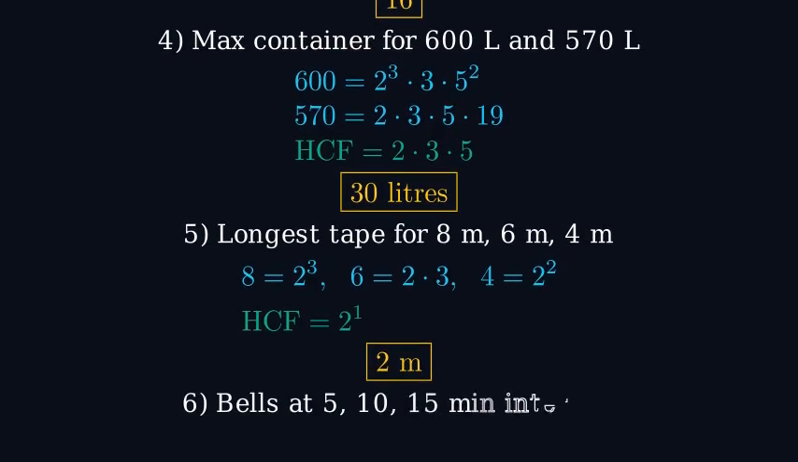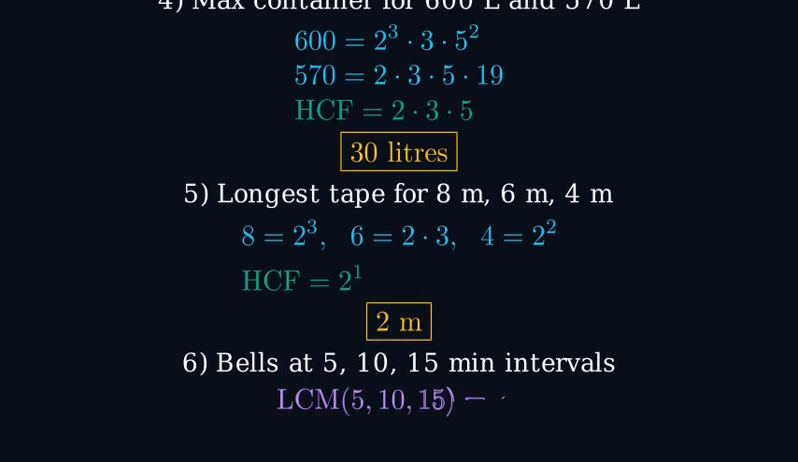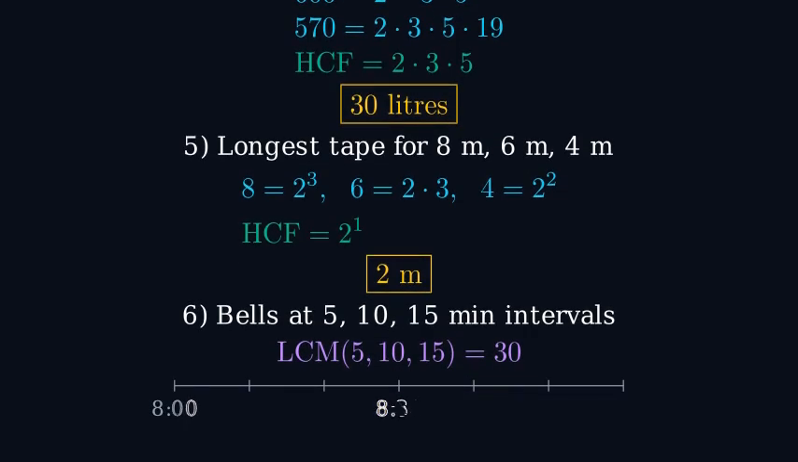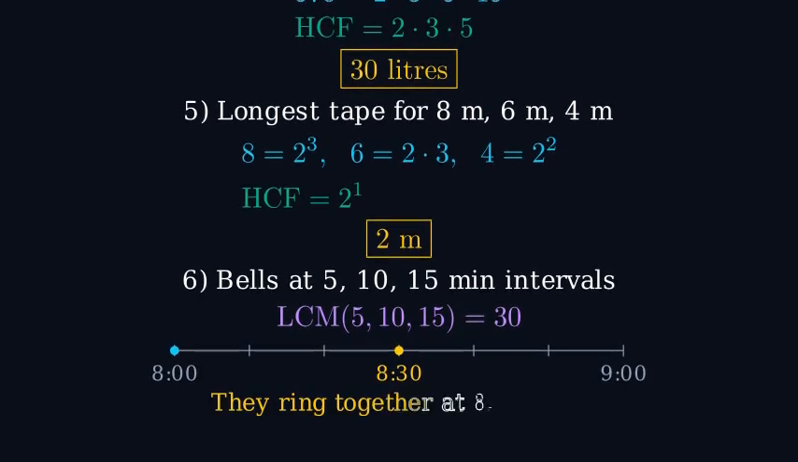Problem 6. 3 bells ring every 5, 10, and 15 minutes, and they start at 8 a.m. When will they ring together again? That is least common multiple. The least common multiple of 5, 10, and 15 is 30 minutes. So they meet again at 8:30 a.m.